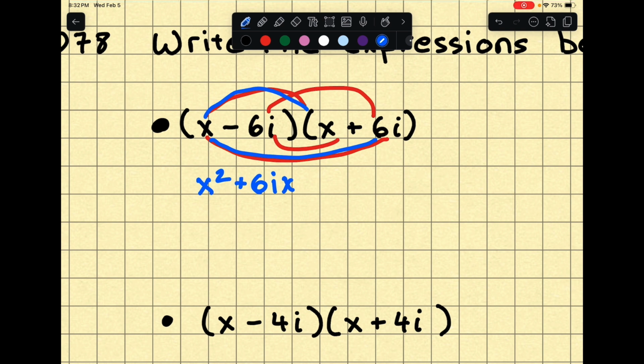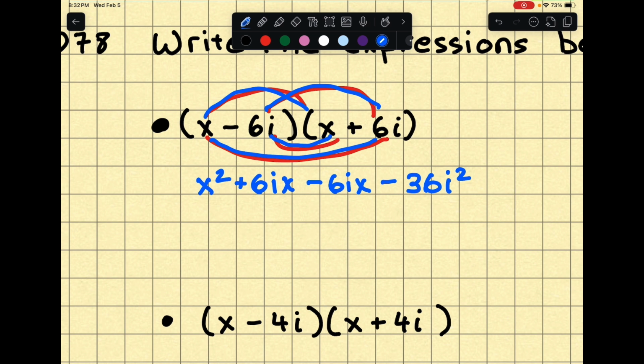Then we've got our inner, which is negative 6i times x, so we'll call that minus 6ix, or 6xi. At this point, you can write this however it makes most sense to you. Then we'll talk about the standard form when we put it all together. And now finally we have our last terms, which is negative 6i times positive 6i. Well, a negative times a positive is a negative. 6 times 6 is 36. And then i times i is i squared.